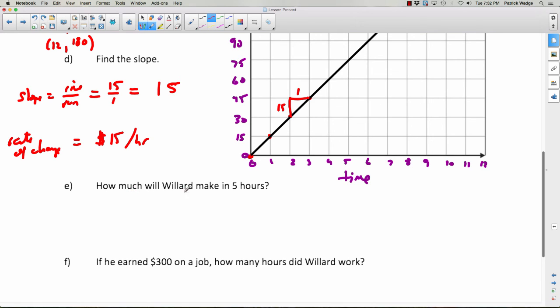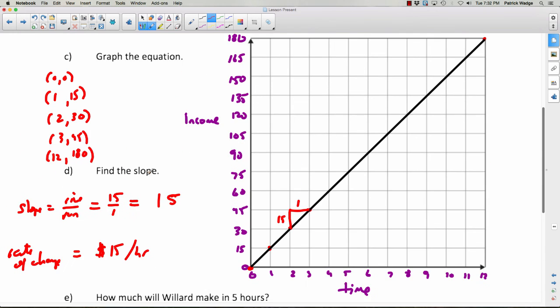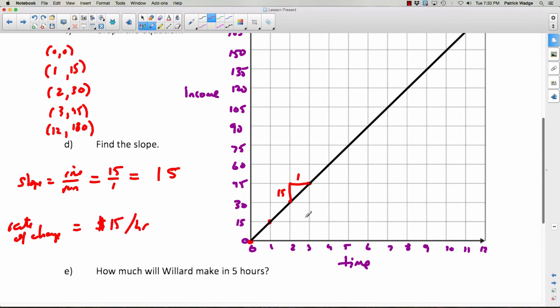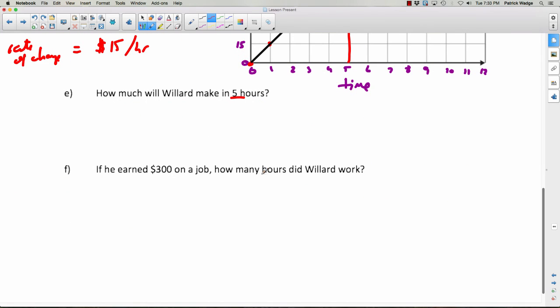All right, E, how much will Willard make in 5 hours? Okay, there's 2 ways you could do this. One way you could do it is you could use the table, the graph. You could say 5 hours. Okay, I go over to 5. I go straight up from 5 until I hit the line. Whoops, sorry. And then I go straight over from there. And what number do I have? 75. So in 5 hours, Willard will make 75 bucks.